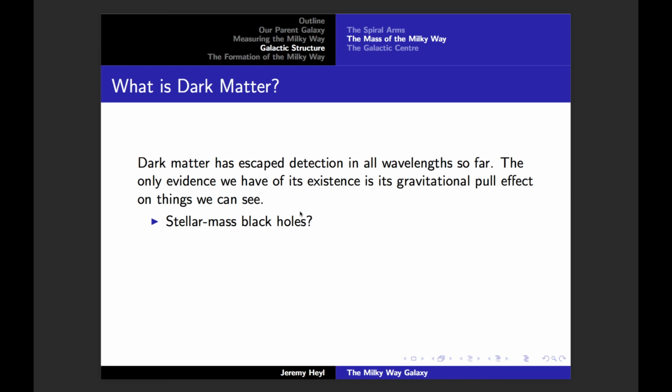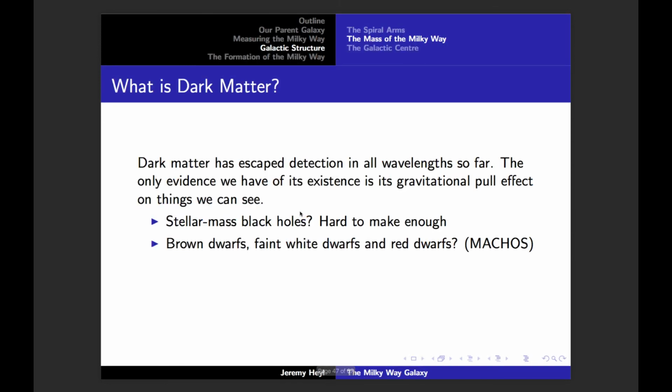You could imagine it being dinky black holes that aren't accreting anything. But it's kind of hard to make enough of those black holes over the age of the universe to account for the dark matter. It could be really just stars that are very faint. Right? It could be brown dwarfs, which are failed stars, faint white dwarfs, red dwarfs, which are stars that are somewhat bright, but we don't see them. And those go under the umbrella called MACHOs, which stands for Massive Compact Halo Objects. It's not even that contrived.